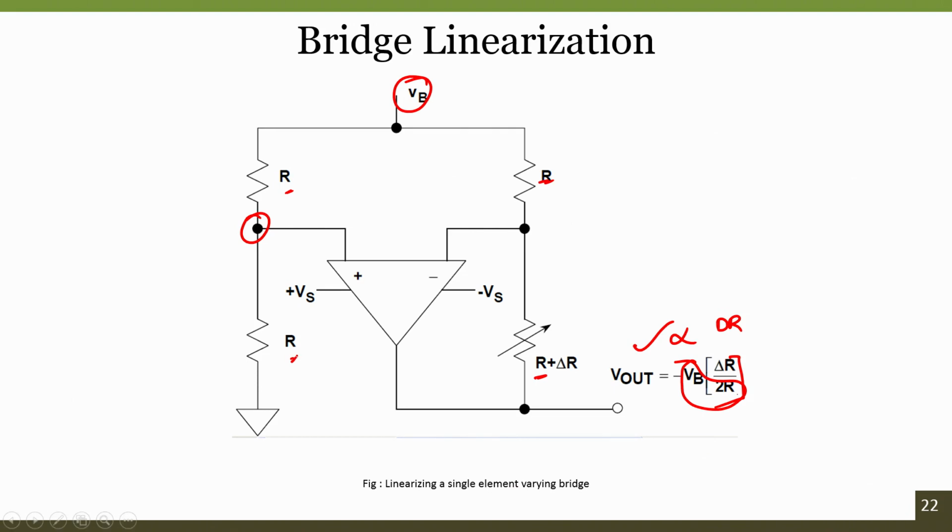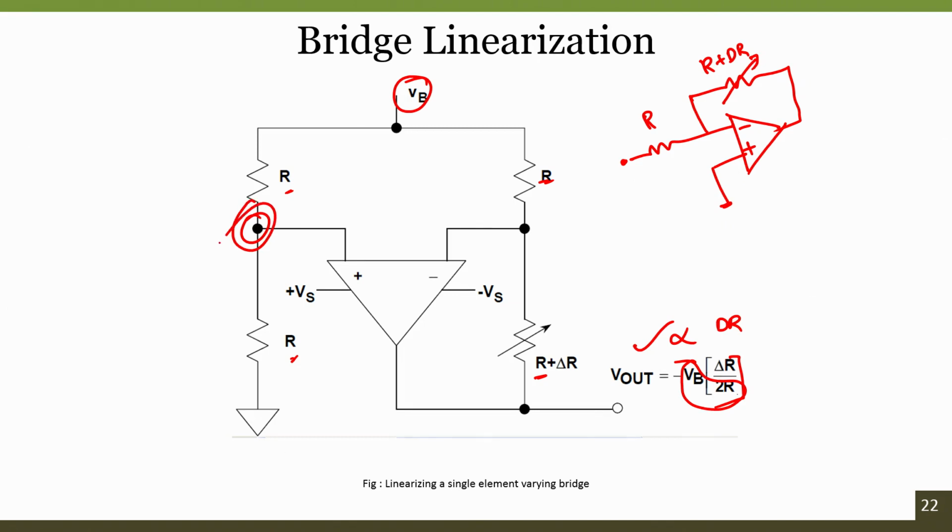So, how does it work? As we have already seen about the working of an inverting amplifier configuration, I am redrawing it in a different way so that it is easy for us to understand the circuit. This is R, and this is R plus delta R. R plus delta R represents the sensor. Here we have an offset. That offset is created by this. Since R and R have the same resistance value, this particular voltage is nothing but Vb by 2. So, we are applying a fixed voltage at the non-inverting terminal, which is Vb by 2.